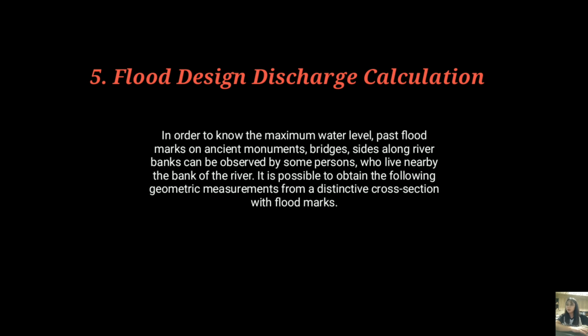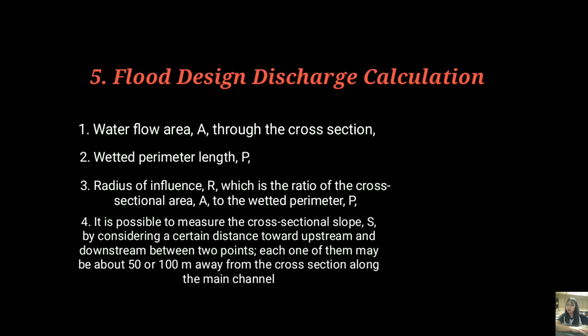In order to know the maximum water level, the past flood marks on ancient monuments, bridges, and sites along river banks can be observed, or reported by some persons who live near the bank of the river. It is possible to obtain the following geometric measurements from a distinctive cross-section with flood marks: the water flow area, A, through the cross-section, the wetted perimeter length, P, and the hydraulic radius R, which is the ratio of the flow area A to the wetted perimeter P.